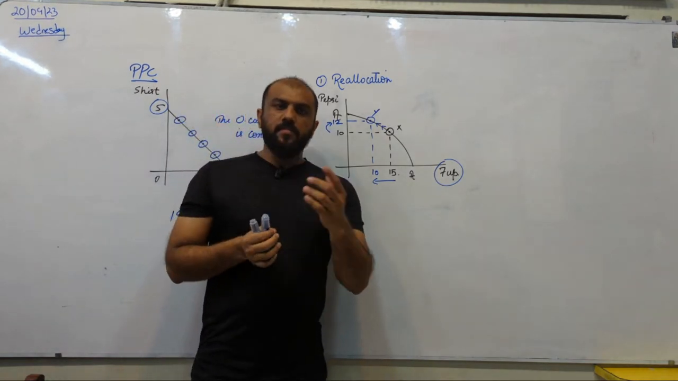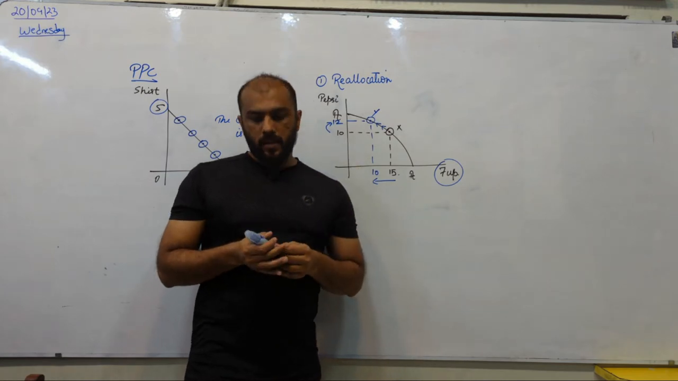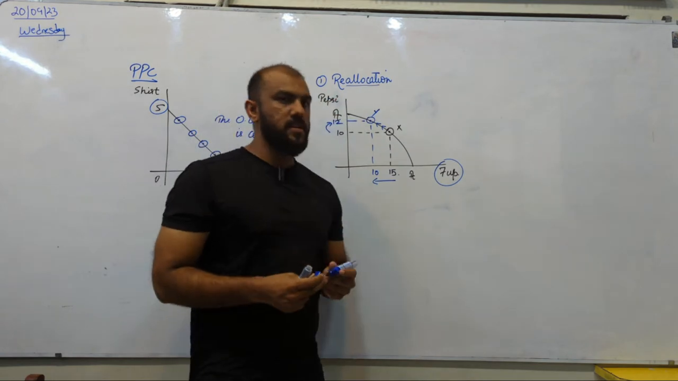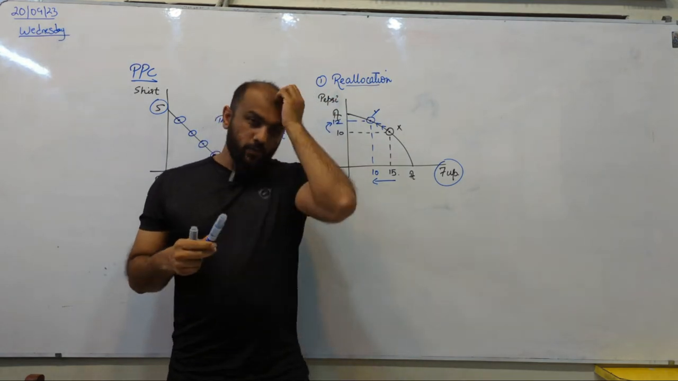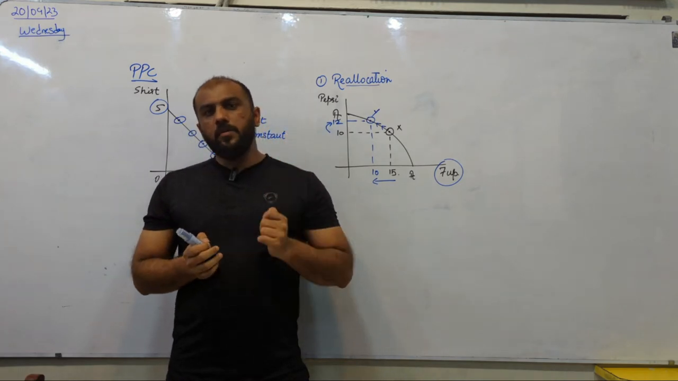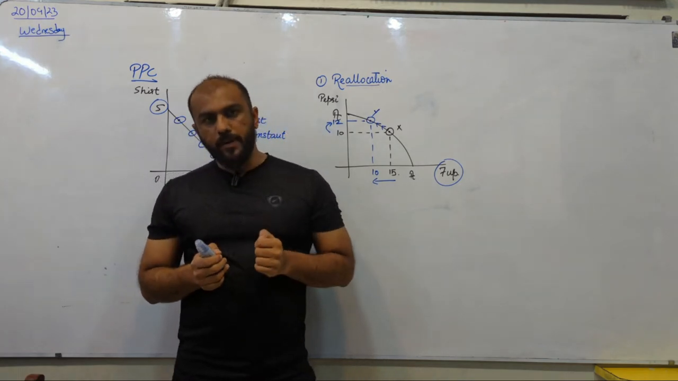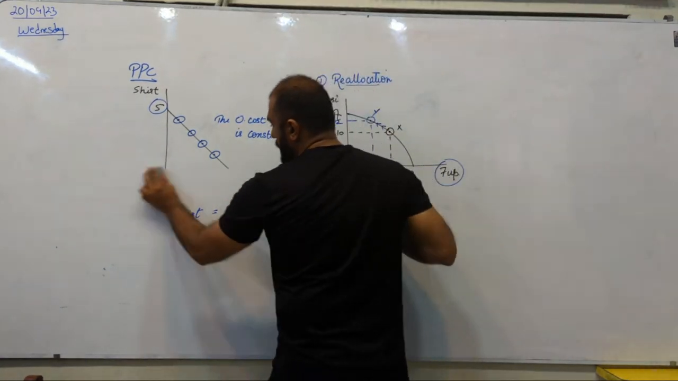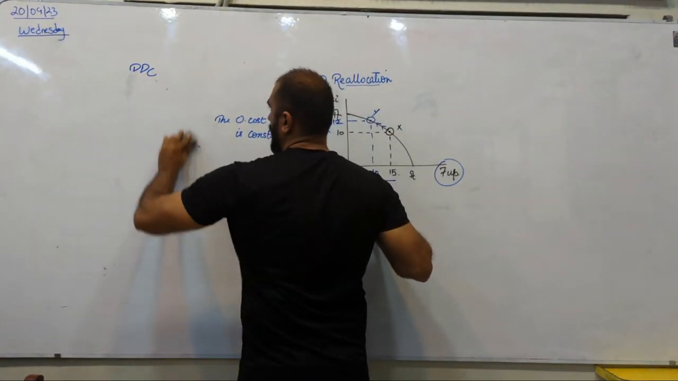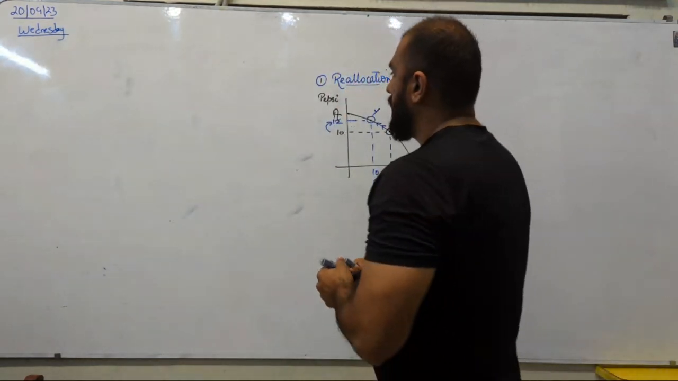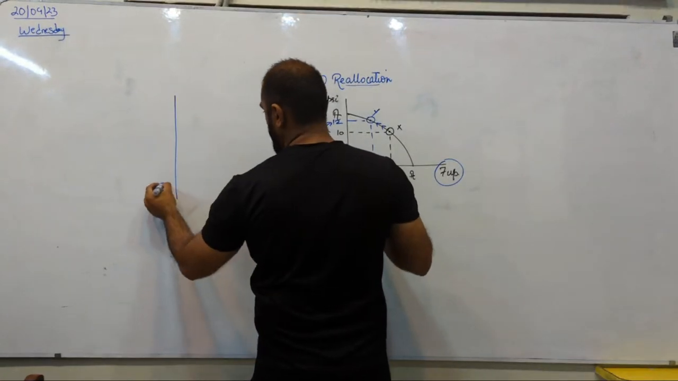Now, this is usually asked, and the way you can memorize it is by reallocation. If the question has reallocation in it, it hints that you need to make a graph that shows a movement. The other concept in PPC is unemployment. So let's look at the concept of unemployment and scarcity. Let's make another PPC.